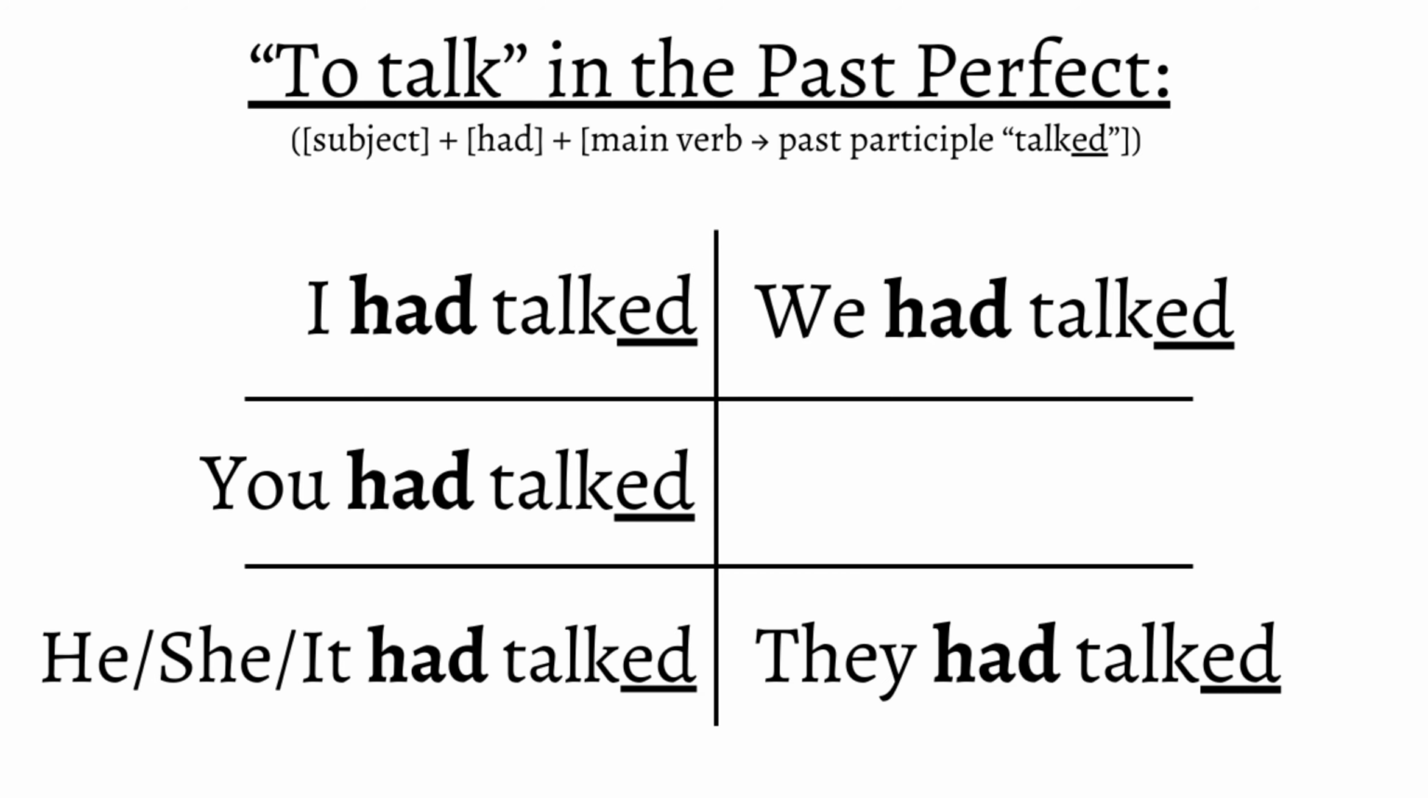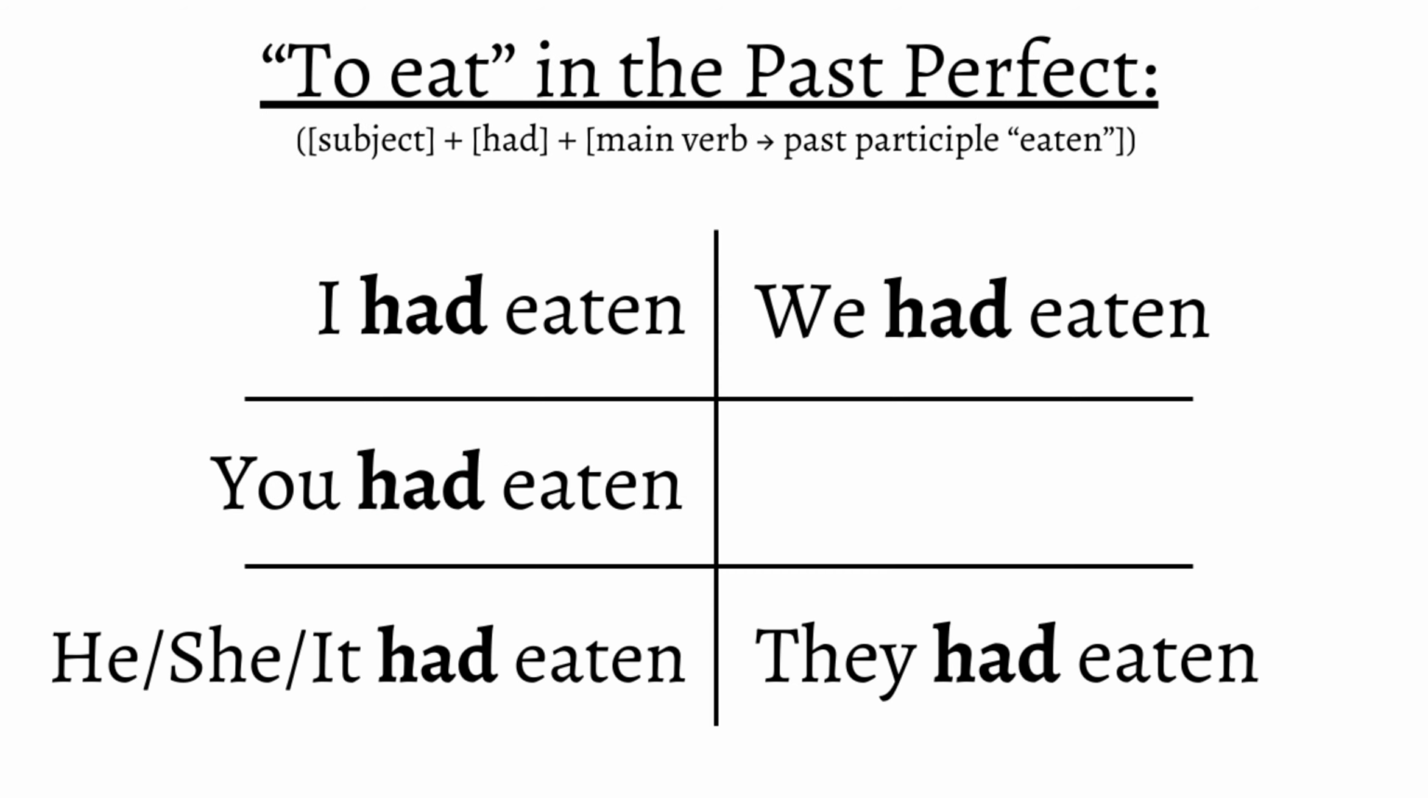I had talked. You had talked. He, she, it had talked. We had talked, and they had talked. This is how the main verb functions in the past perfect, but no contractions can be made. Still, all changes are exactly the same, so it's not too hard to remember. Plus, it would be meaningless to cover all subjects because all conjugations are the same, so I will only emphasize the pronunciation.